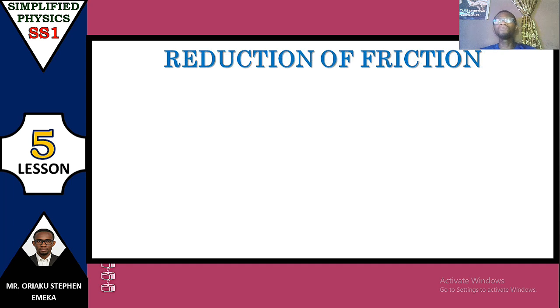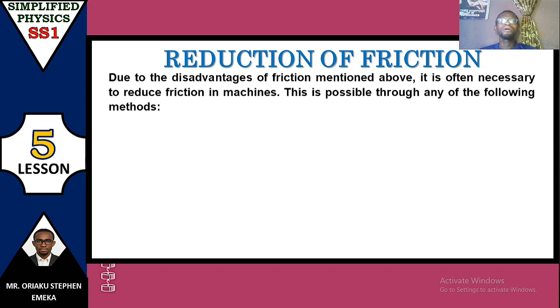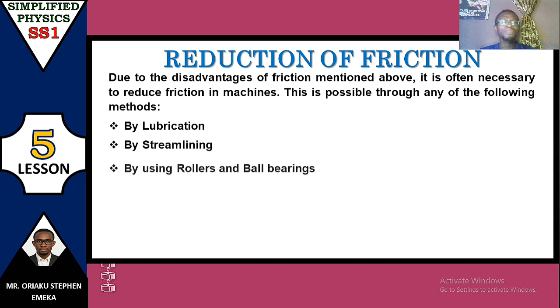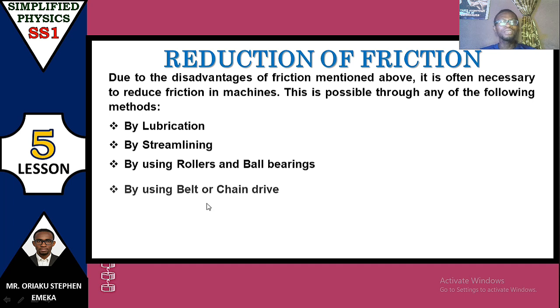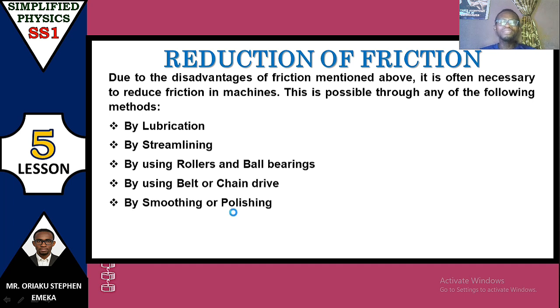So how do we reduce the effect of this friction? We have talked about the fact that even though friction has advantages, it also has disadvantages, so we need to find a way of reducing the effect of friction. The first method is lubrication. The next one is streamlining. The next one is the use of rollers and ball bearings. We have the use of belts and chain drive. We have smoothing or polishing.